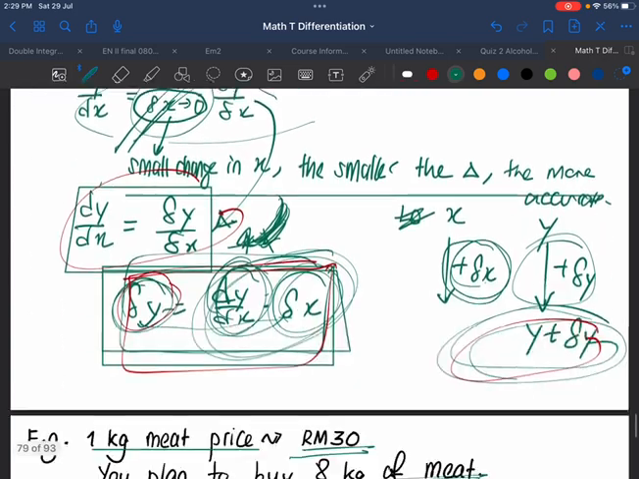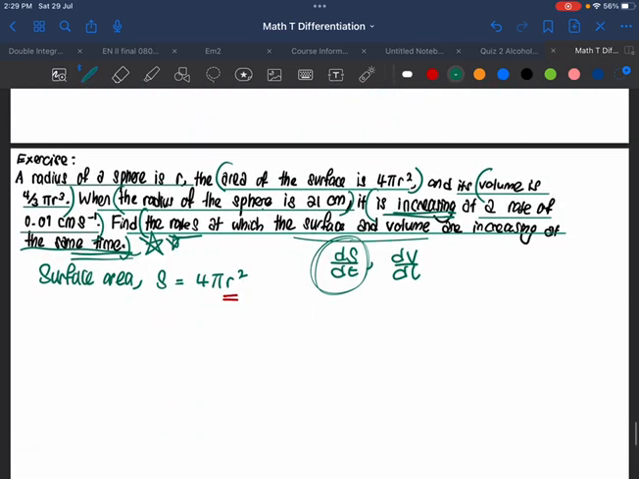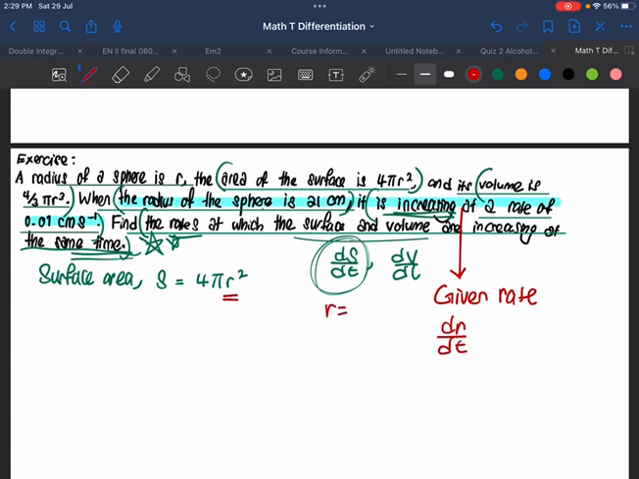So in this case, what is the given rate? You highlight this: when the radius of the sphere is 21 centimeters, it is increasing at a rate of 0.01 centimeter per second. So you know this is the given rate. What is the given rate? It's actually dr dt. r is the radius, S is the surface area. So here is the given rate, dr dt. You want to find ds dt.